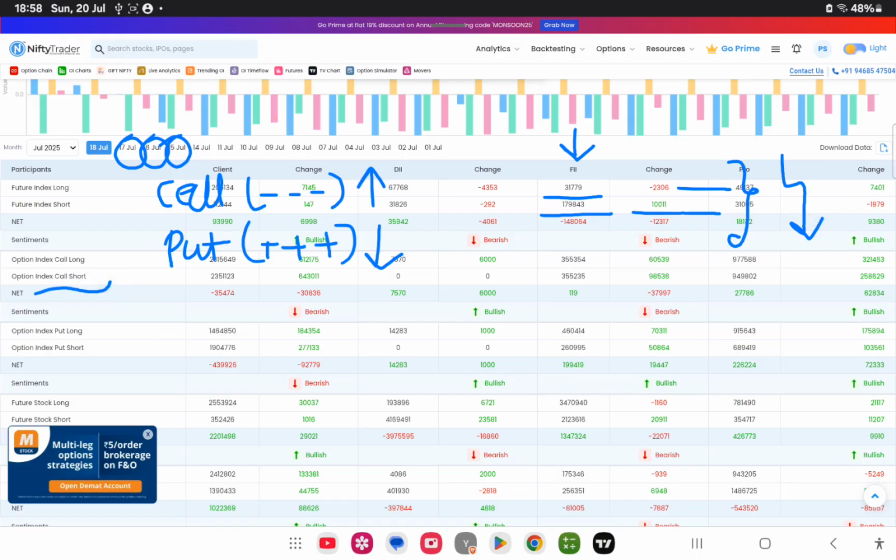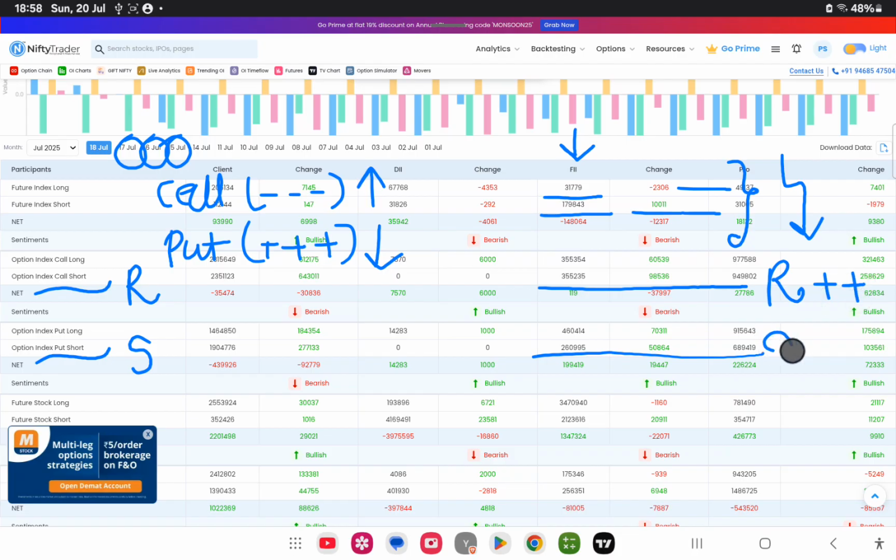Now you have to check for call writers and put writers as well. This becomes the support and this becomes the resistance. So only for FII I am going to check. So you could see here 35 and 26. So resistance is pretty strong in the market and supports are weak in the market.